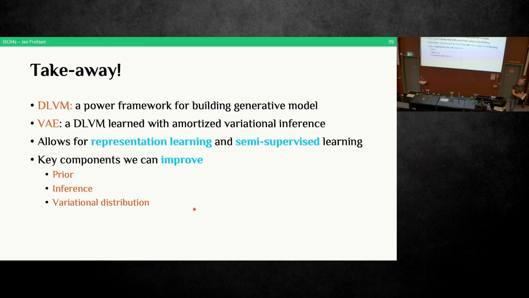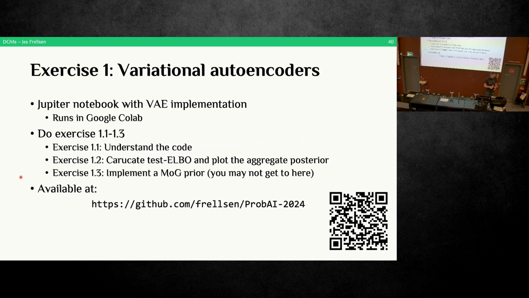All right, I've been talking for an hour now. I'll just say the takeaway about deep latent variable models is that they are a powerful framework for building generative models. And I want to stress that what I call a VAE is a deep latent variable model learned with amortized variational inference. It allows for representation learning, as you saw, and we can also use them, for instance, for semi-supervised learning. And the key components we can improve are the prior, the inference, and the variational distribution, and we focused on improving the prior.